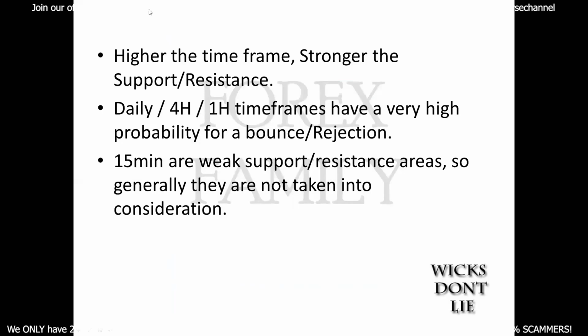So then you have the daily, 4-hour, and 1-hour time frames. They have a very high probability for a bounce or rejection. Very, very important. I know a guy actually, he used to work in the oil fields, and I called him once, and he was actually interested in Forex. So this happened on a phone call. This is actually a true story, by the way.